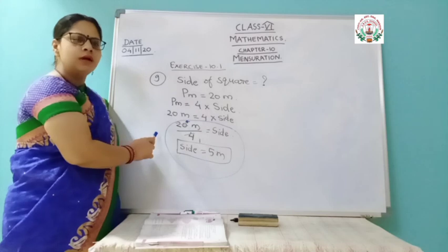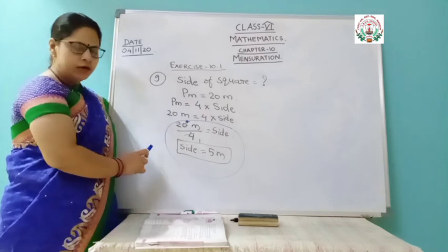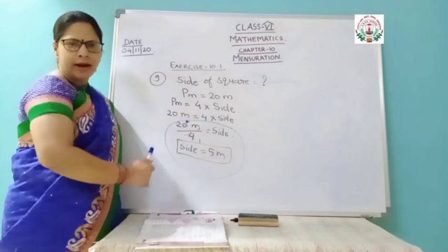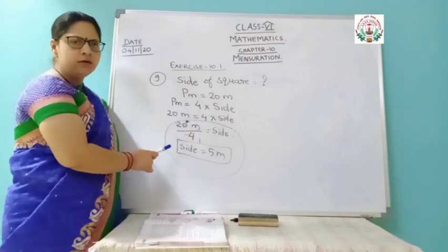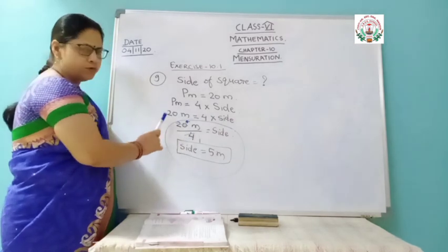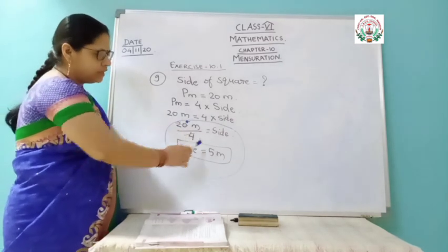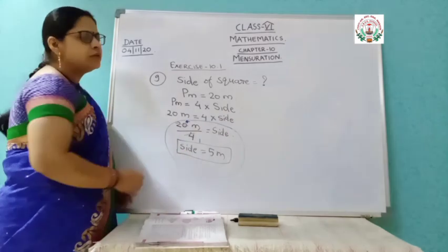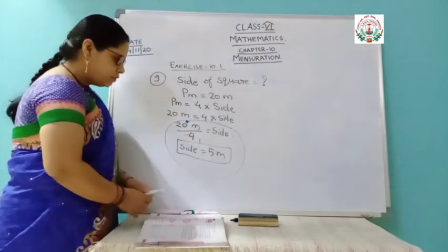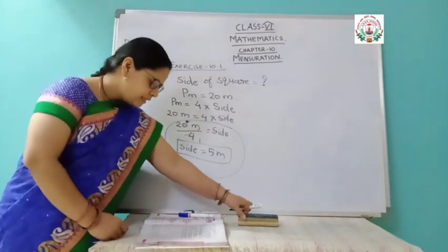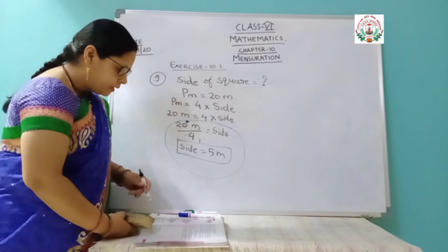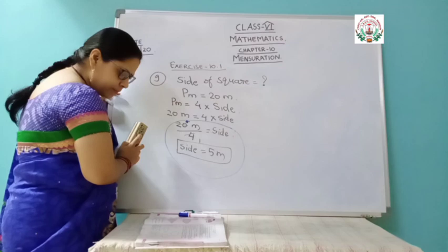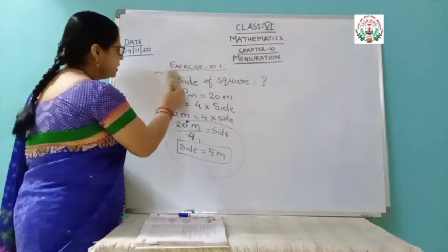When you are bringing it to the other side, it will now be in the form of divide. Now 20 divided by 4. So either you divide or else in direct form we are doing cancellation. 4 ones are 4 and 4 5s are 20. So 5 meter is remaining here and here side. That means side is 5 meter. That means side of the square is 5 meter here. So you understood this one. And the next question is also in the same manner. 10, 11 all are in the same manner.